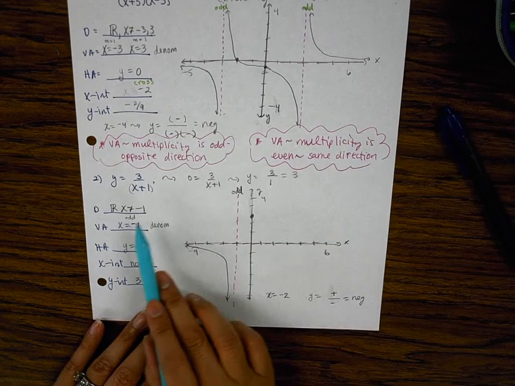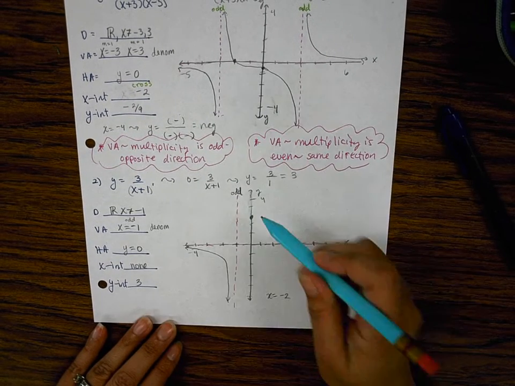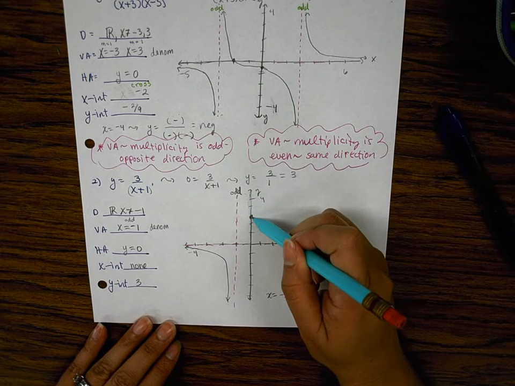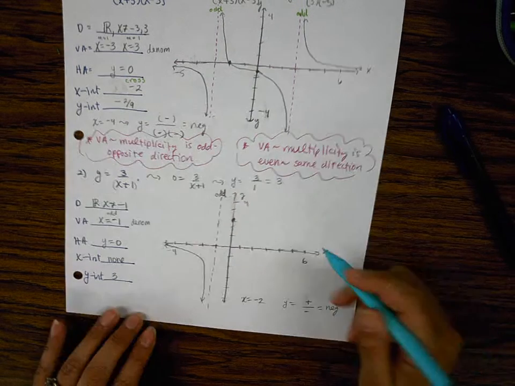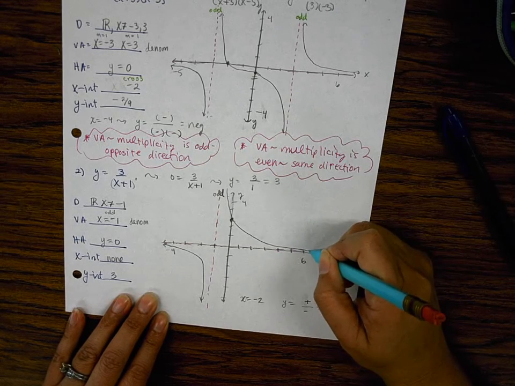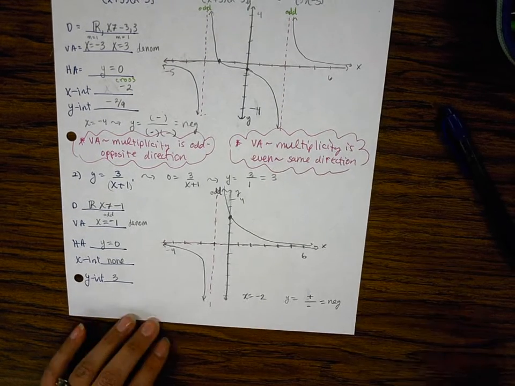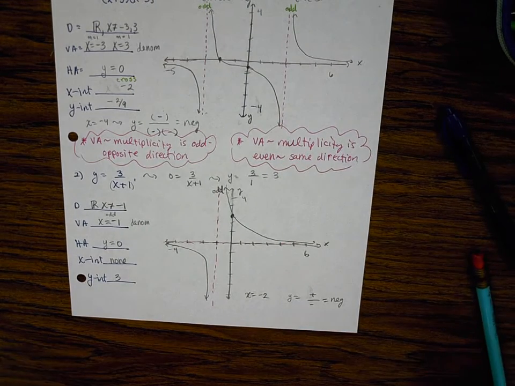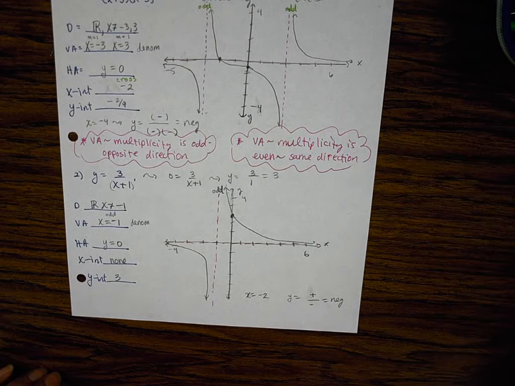Opposite direction, because that's odd, means I'm coming from up here. I have this intercept to hit, and I have no x-intercepts at all. So I'm just going to approach the asymptote like that. And there's the graph. Again, if it seems a little confusing, I will explain more in class when we do some together.